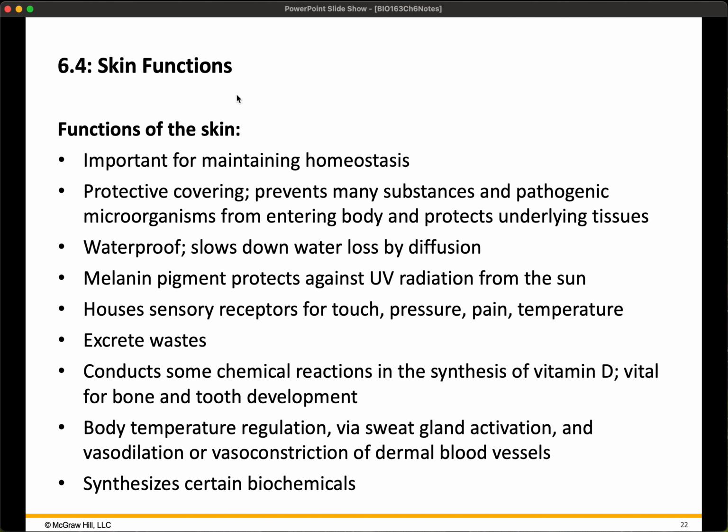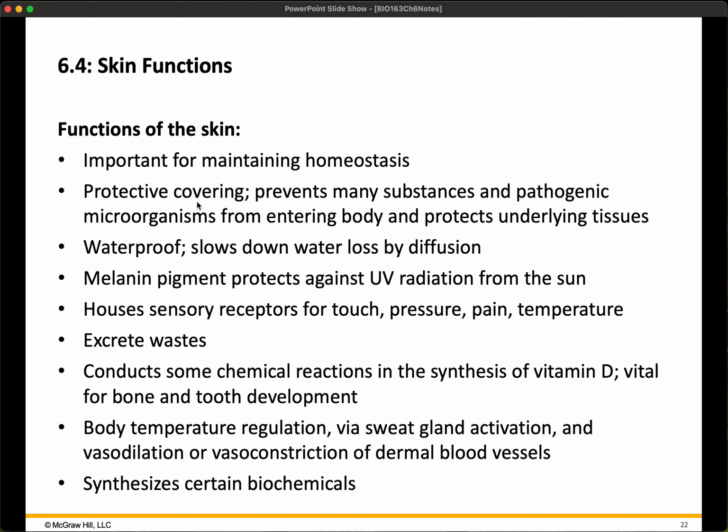Okay, so now let's look at some of the specific functions of the skin now that we've talked about the structure and the accessory organs of the skin. So basic functions, important for maintaining homeostasis. Again, homeostasis is that balance of our body, that tendency for it to return to that standard neutral internal environment. So things like waste excretion, water regulation, temperature regulation, your skin plays a part in all of that.